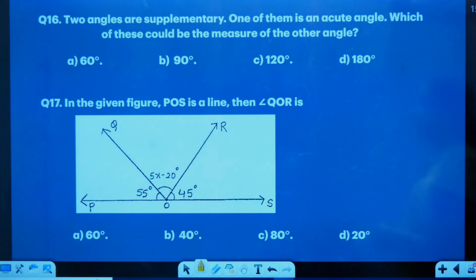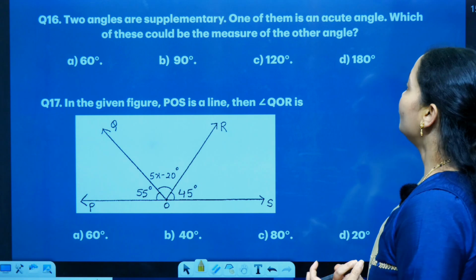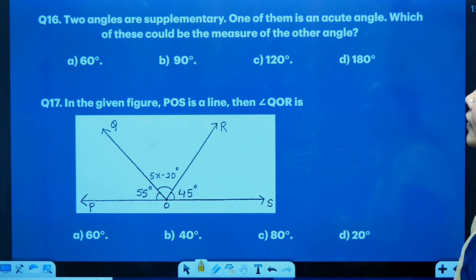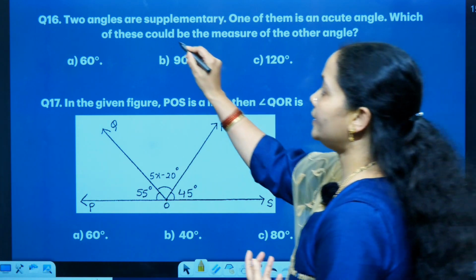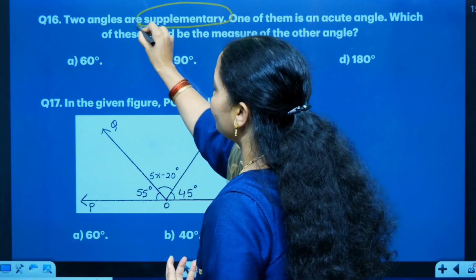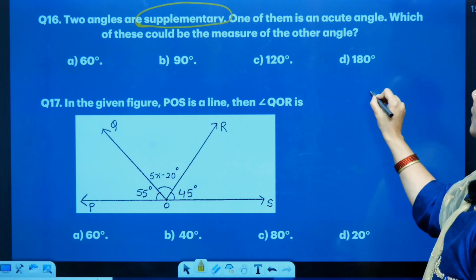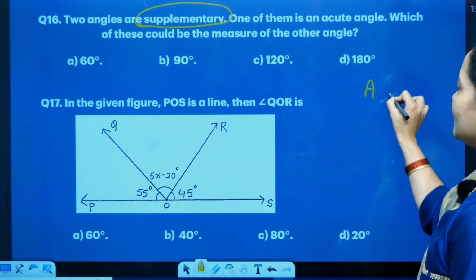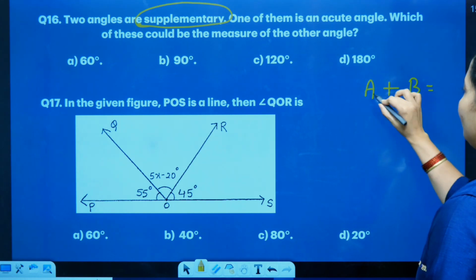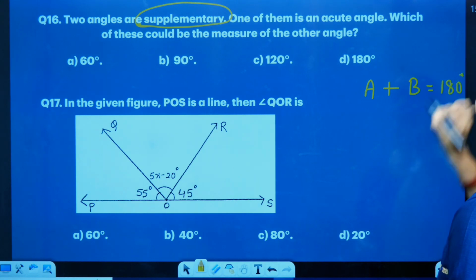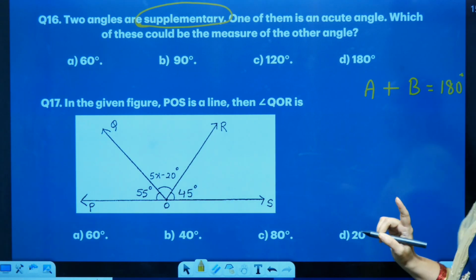Moving to the 16th one, 2 angles are supplementary. One of them is an acute angle. Which of these could be the measure of the other angle? They have clearly stated that 2 angles are supplementary. First, I should know what is meant by supplementary. What is a supplementary angle? If I have 2 angles, one is angle A, the other is angle B, and if I add them, the measure should be 180 degrees, then I say it is supplementary.